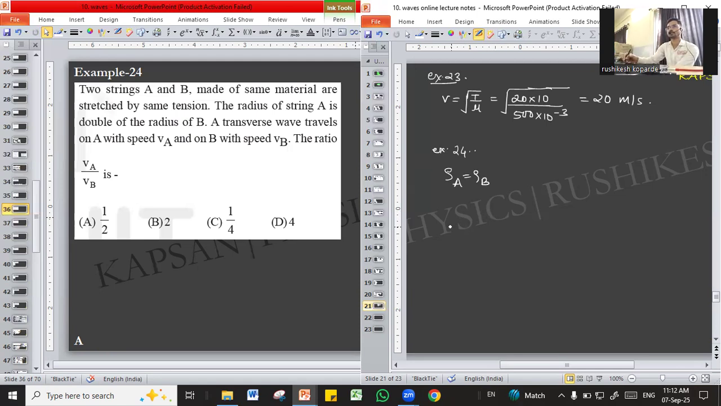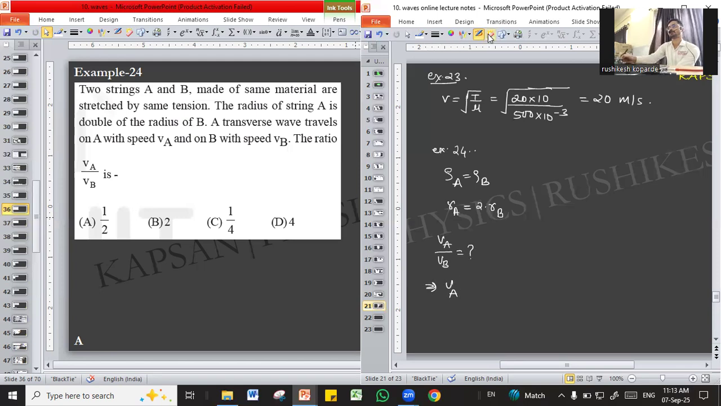The radius of the string A is double the radius of the string B. Radius of the string A is 2 times the radius of the string B. Transverse waves travel on A with the speed equal to VA and with the speed equal to VB on B. Ratio VA by VB. Ratio VA upon VB is equal to question mark.